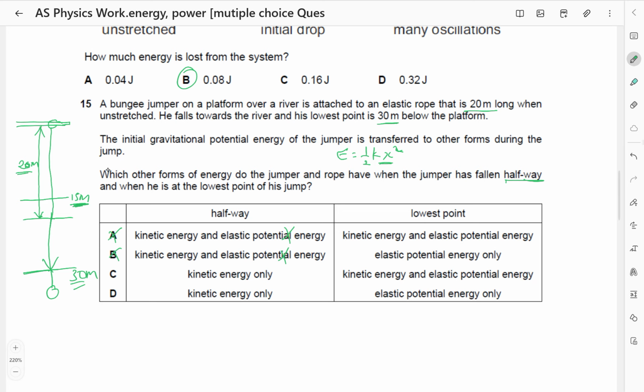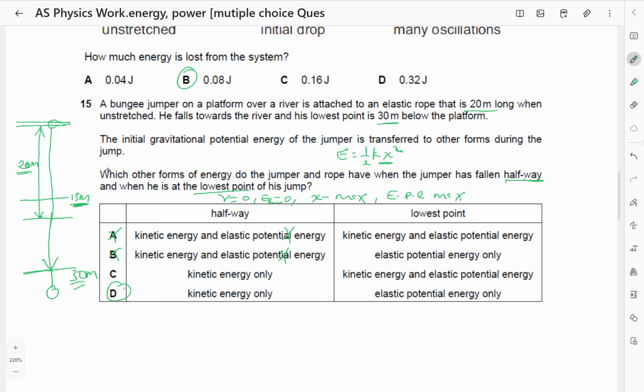But at the lowest point, it stops moving. It can't stretch any further. It can't move any further. At the lowest point, it stops moving, so kinetic energy becomes 0. So at the lowest point, v becomes 0, which means kinetic energy becomes 0. But x is maximum, so it means elastic potential energy is also maximum. So it means our answer will be D.